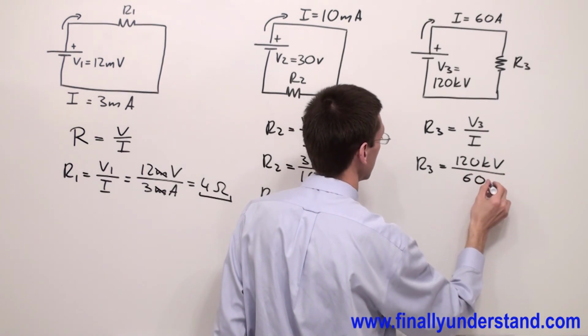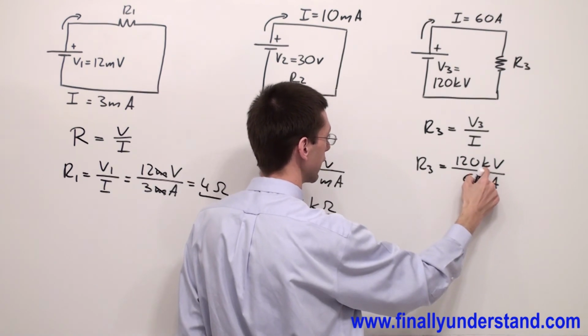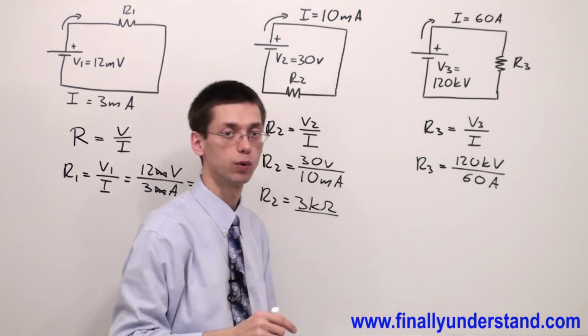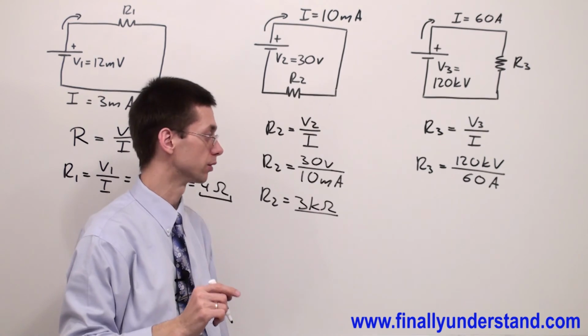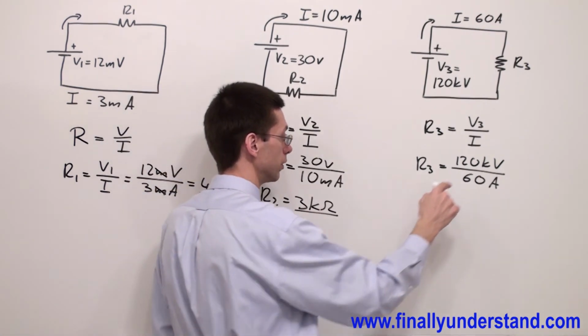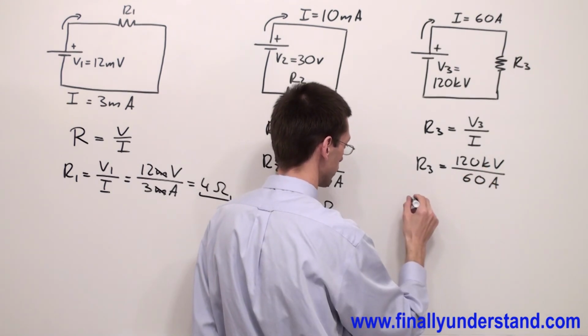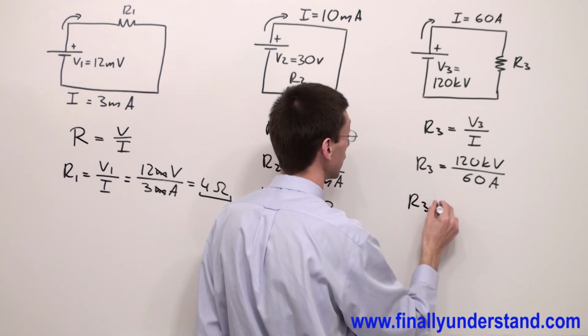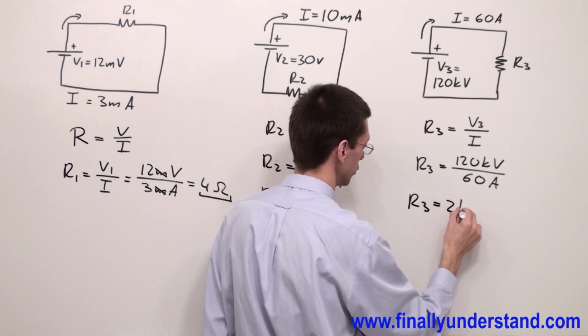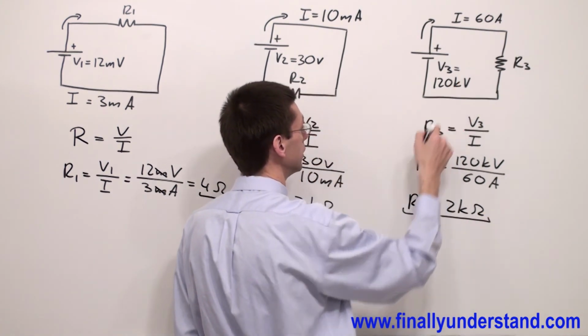60 amps. Again, please notice that we have K. We have 120 EXP on the calculator and 3, because this represents the power of 10 to the third. That's why you are going to have R3 equals 2 kiloohms. And this is the resistance in this circuit.